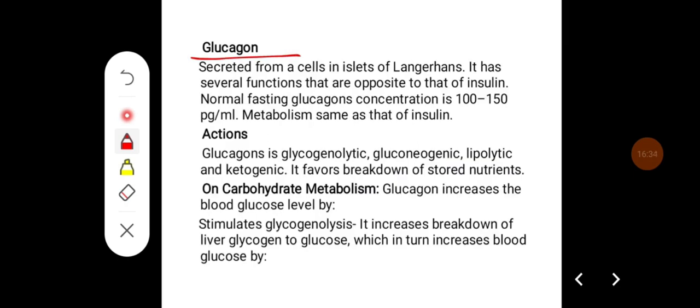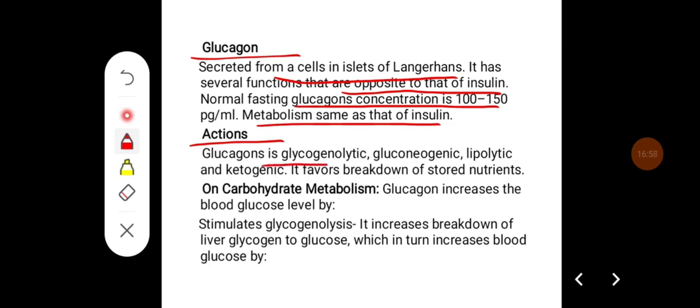Glucagon is secreted from the alpha cells of the islets of Langerhans. It has several functions that are opposite to that of insulin. Normal fasting glucagon concentration is around 100 to 150 picograms per ml, and its metabolism is the same as that of insulin.